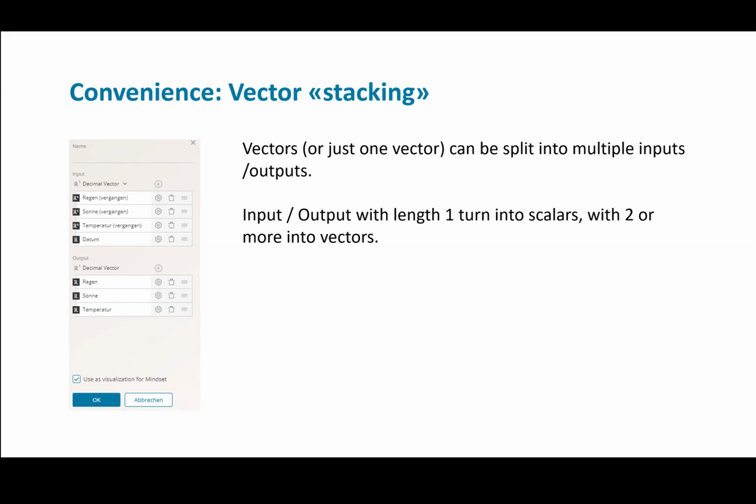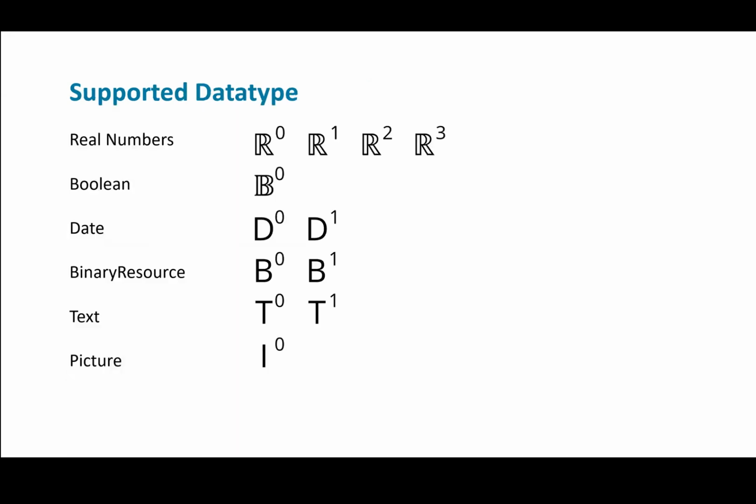I'm just rushing through. If it's too fast, please say so. Otherwise, I'm going through this at this pace. If I see nodding, it's too fast, okay? Good. These are the supported types. We have real numbers, booleans, dates, binary resources, text, and input. Today we'll mostly focus on real numbers, because those are the data types that we have today. But of course, we can also do image recognition, so images and binary resources are important.